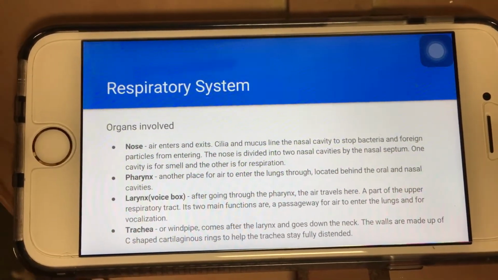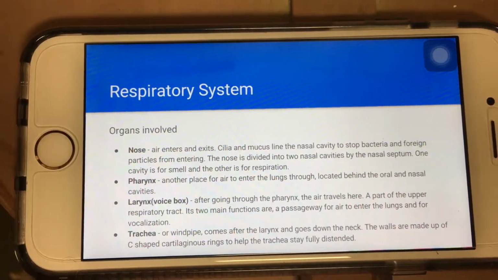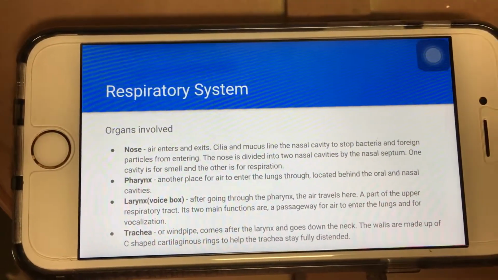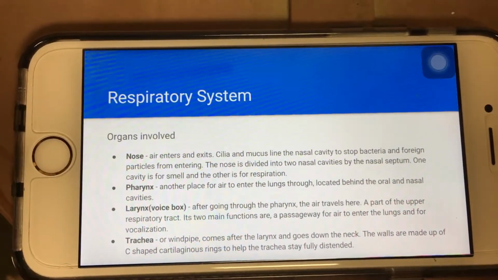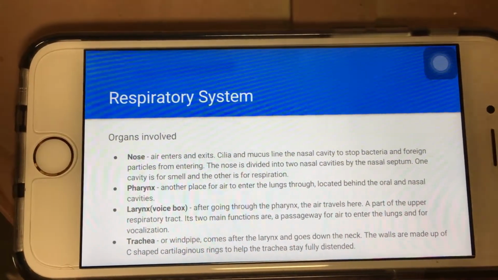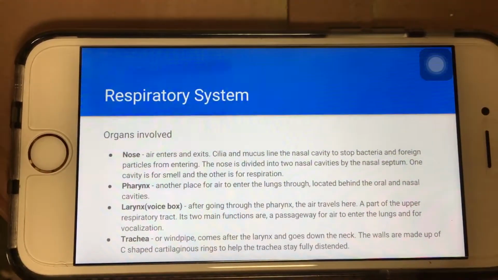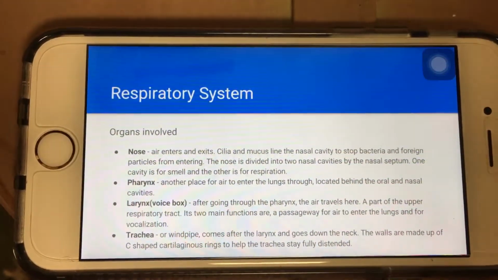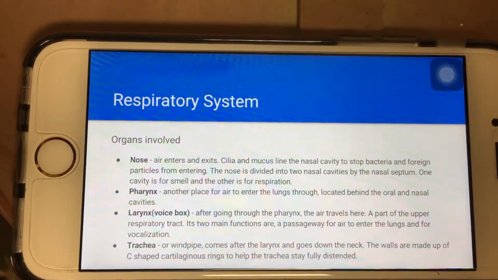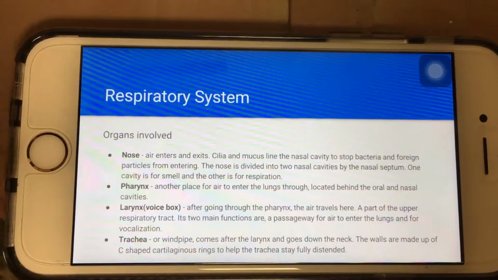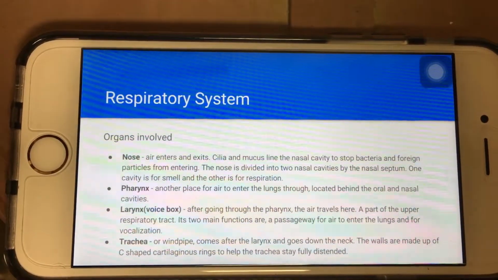Pharynx. Another place for air to enter the lungs through, located behind the oral and nasal cavities. Larynx. Voice box. After going through the pharynx, the air travels here, a part of the upper respiratory tract. Its two main functions are a passage for air to enter the lungs and for vocalization. Trachea, or windpipe, comes after the larynx and goes down the neck.